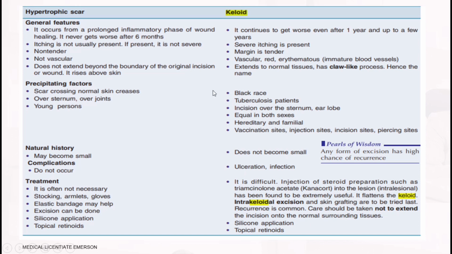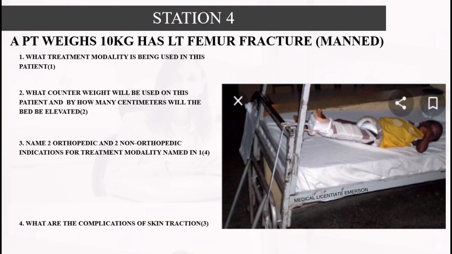Then this is also another table differentiating the two. So you have to pause the video and go through it on your own. Okay, so let's go to the next station, station 4.